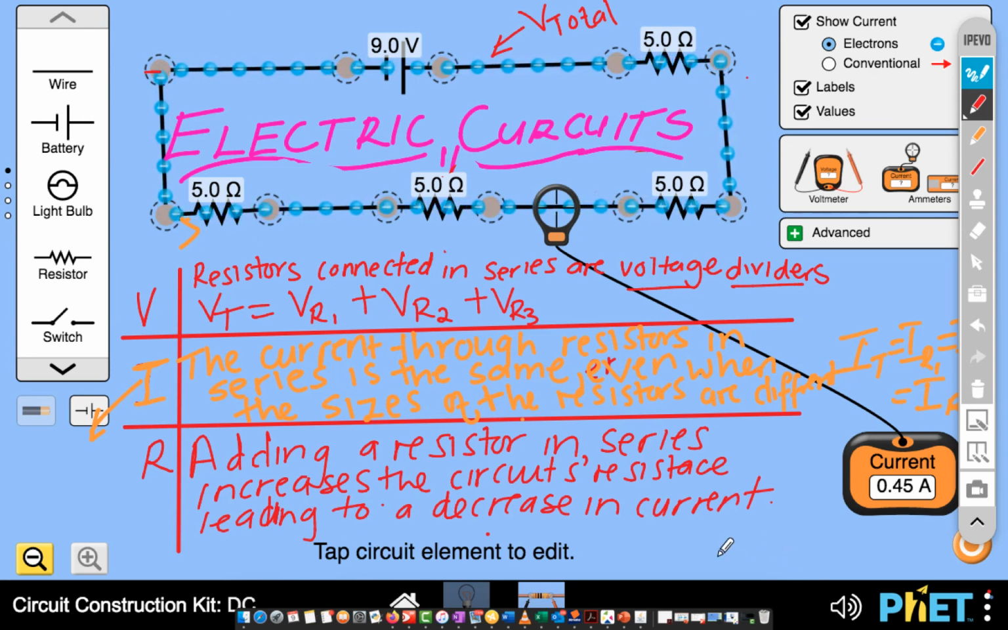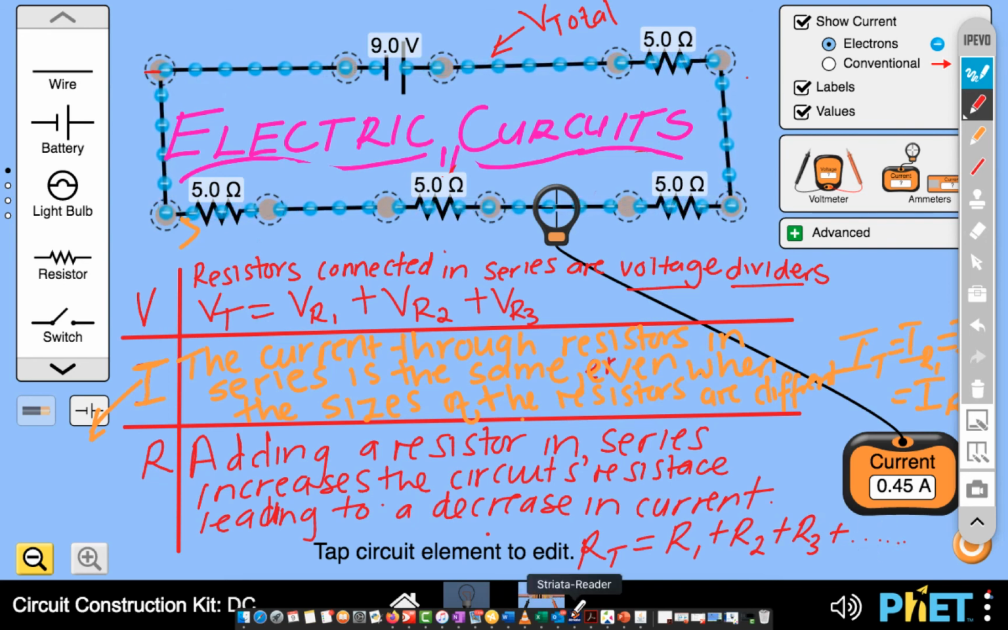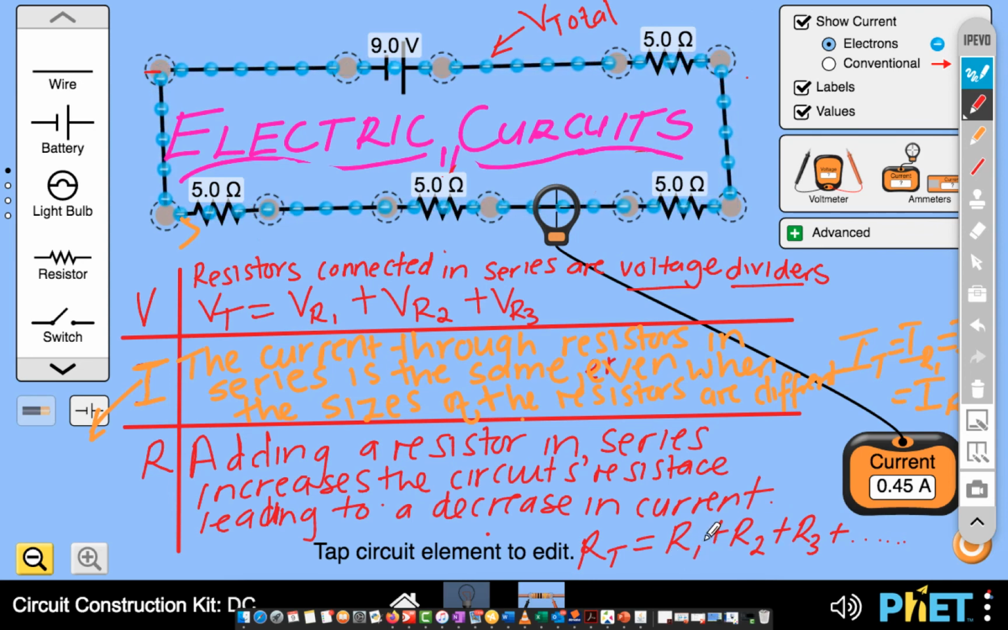So in other words, now what we know is that the total resistance RT is going to be equal to resistance of resistor 1 plus resistance of resistor 2 plus resistance of resistor 3 plus, depending on how many you have, it just continues like that. But in this case, it's up to only 3. Right, in the next video, we're going to be looking at resistors connected in parallel.